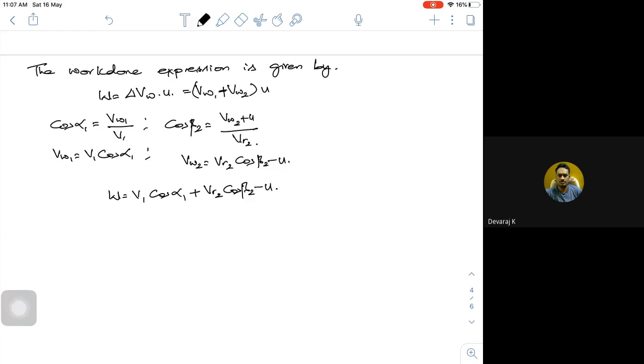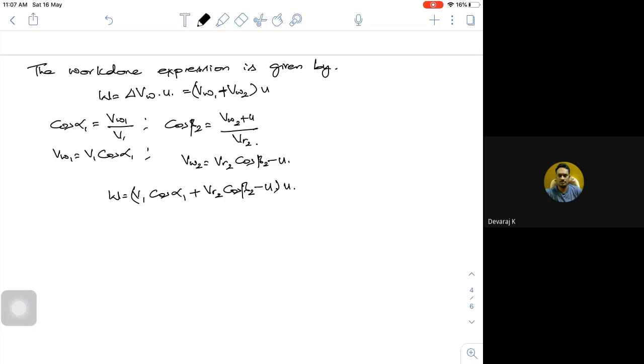Now what is this phi? Already we know that U is equal to phi into U. I will substitute for that and try to simplify it. So V1 cos alpha 1, you have multiplied by U.